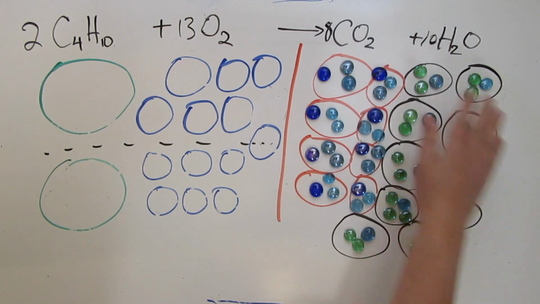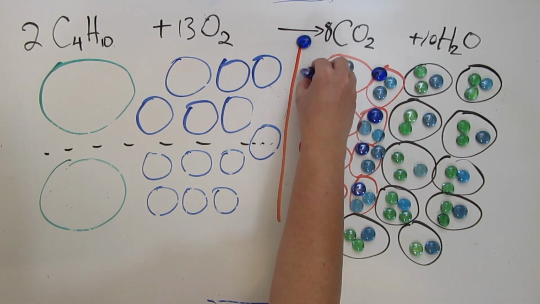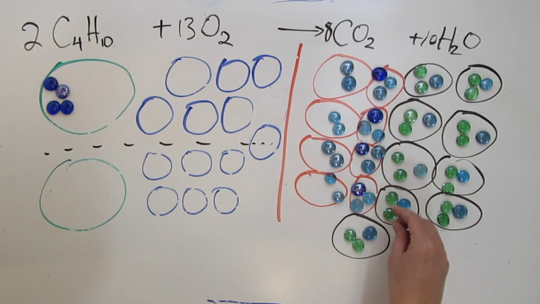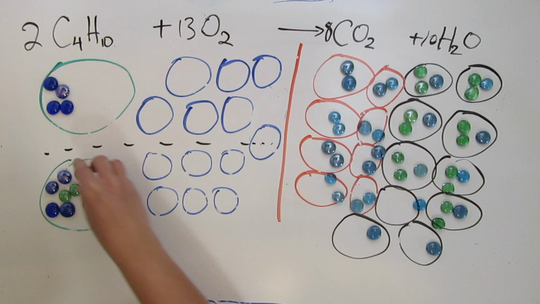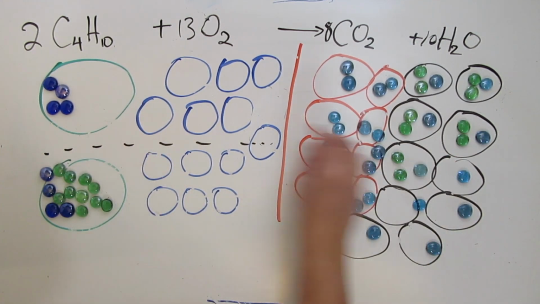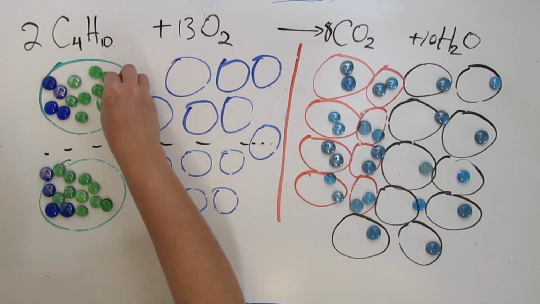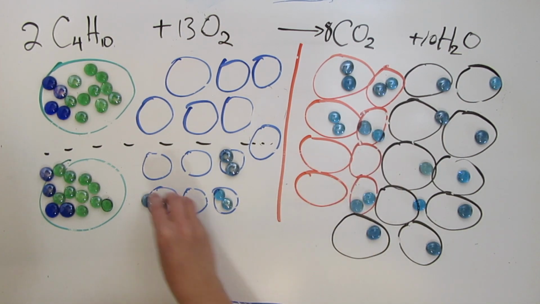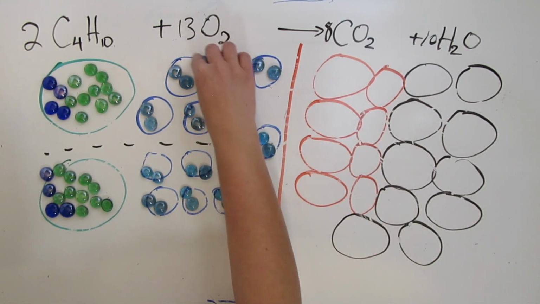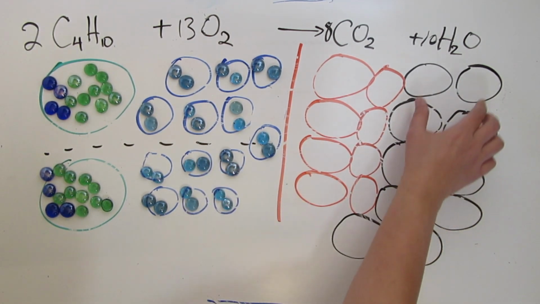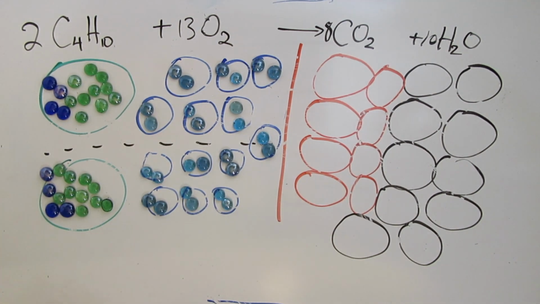So let's double check this by making sure that everything in the product side will fit back nicely into the packages on the reactant side. So here's 4 carbons. Here's 4 more carbons. Here are 2, 4, 6, 8 hydrogens, and 2, 4, 6, 8, 10 hydrogens, and then we have all of our oxygen gas. And so you can see that all of the atoms on this side are completely contained within molecules on the reactant side. So we did it, yay.